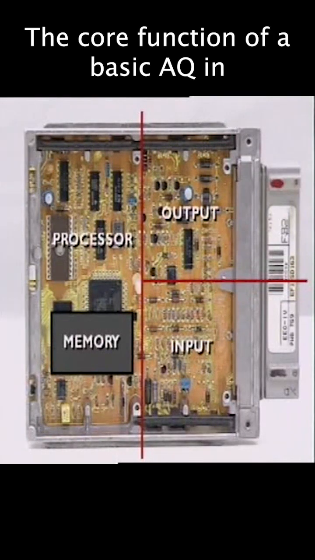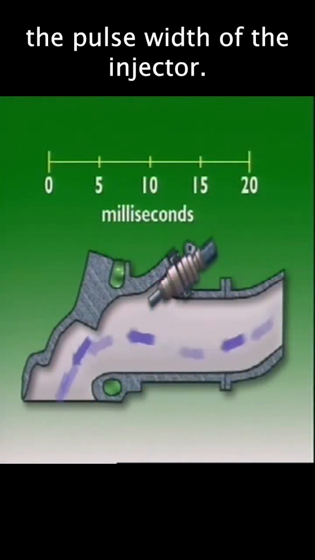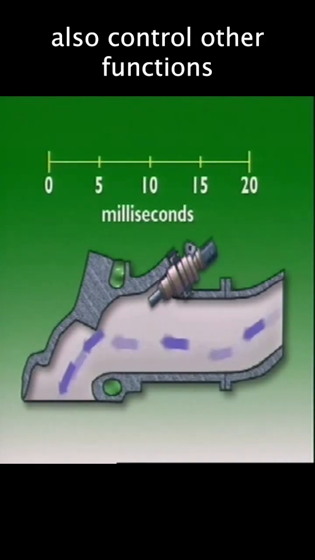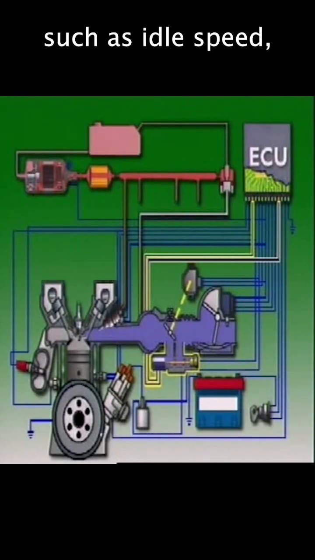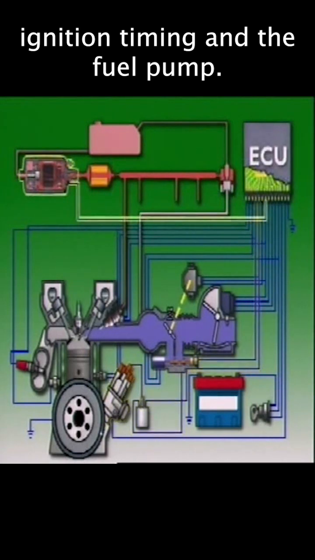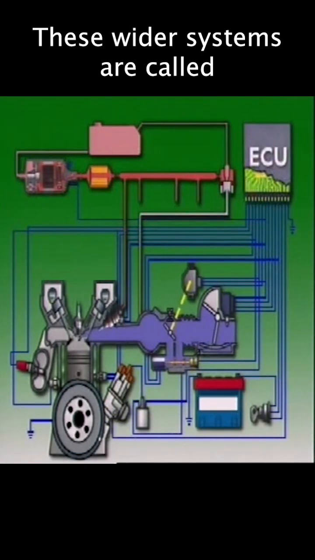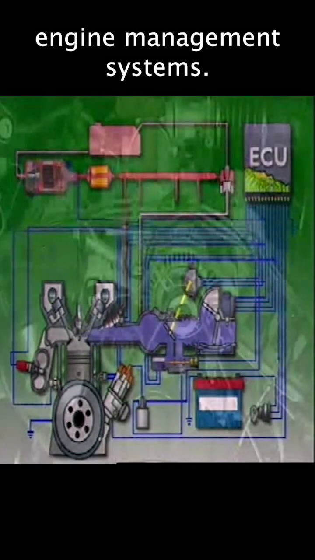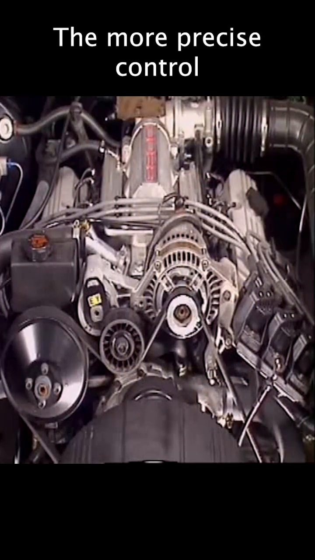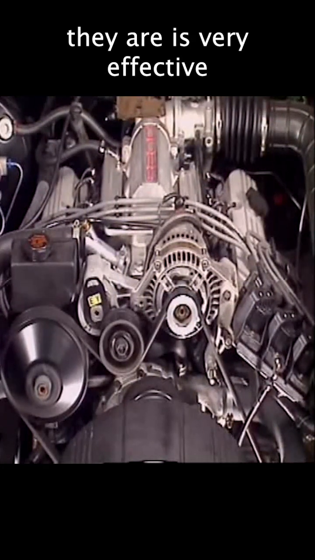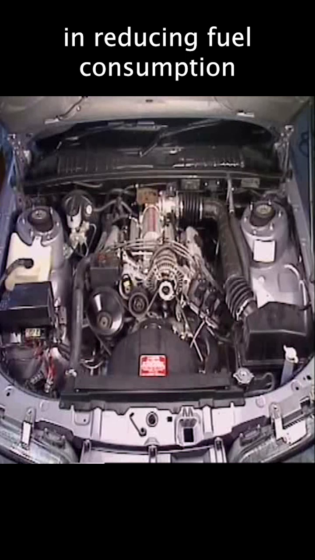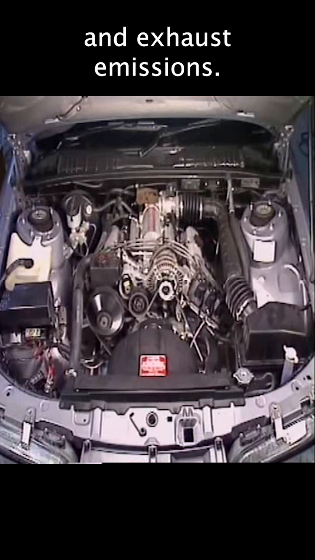The core function of a basic ECU in an EFI system is to control the pulse width of the injector. More sophisticated models also control other functions, such as idle speed, ignition timing, and the fuel pump. These wider systems are called engine management systems. The more precise control they allow is very effective in reducing fuel consumption and exhaust emissions.